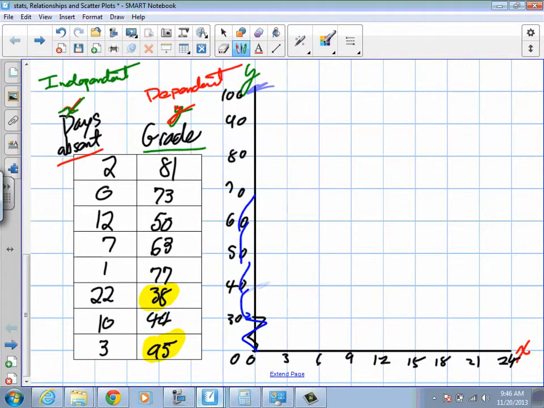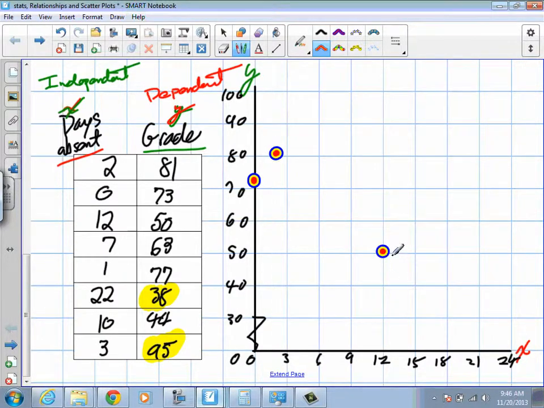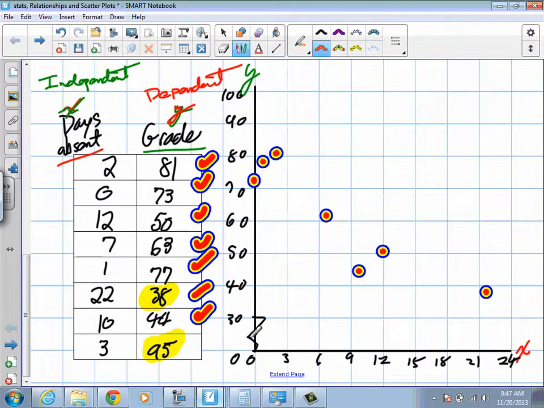So we'll plot our points. Okay. First one being 2 and 81. So this is where 2 is and 81 is probably there. 0 and 73. Say about there. 12 and 50. 7 and 63. 7 is probably about here. This is 63. So we're up to this point. We've done these 4. 1 and 77. About there. 22 and 38. There's 22, and this is where maybe 38 would fall. 10 and 44. 10 days, a grade of 44. And finally, 3 and 95, way up there.